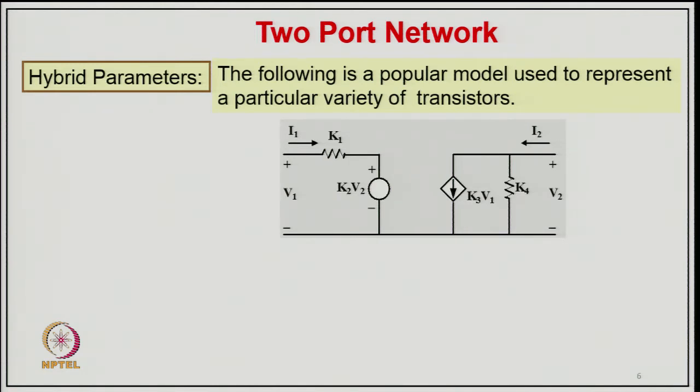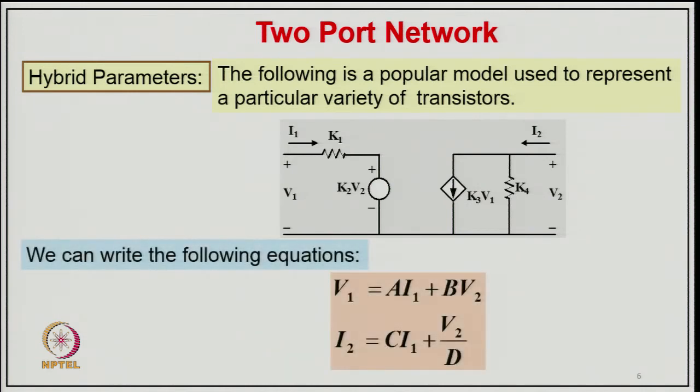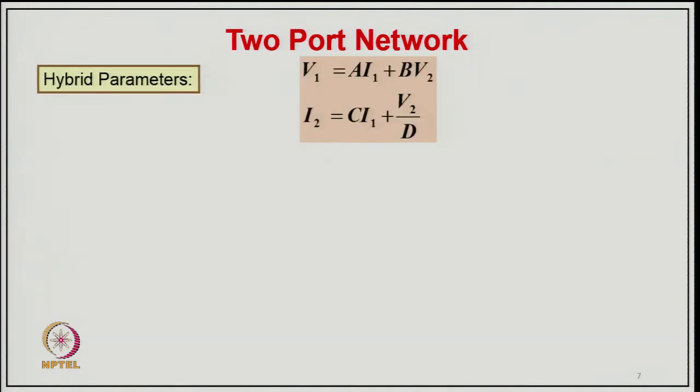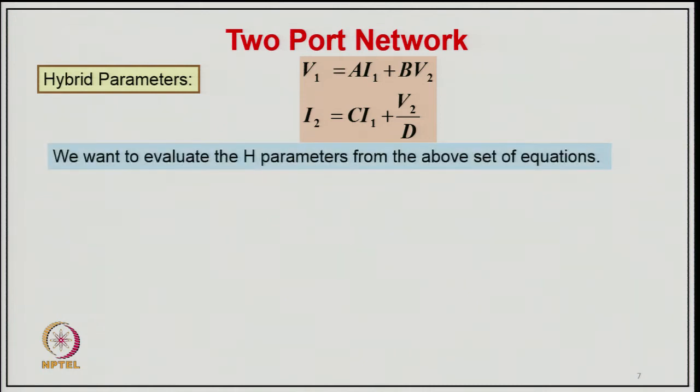So, this is a kind of ideal model which represents transistor modeling, and we can write the following equations: V1 equal to A I1 plus B V2, and I2 equal to C I1 plus V2 by D. So, we define another set of four parameters A, B, C, D, and we want to evaluate the H parameters from the above set of equations.